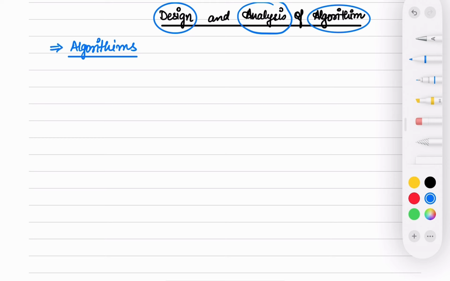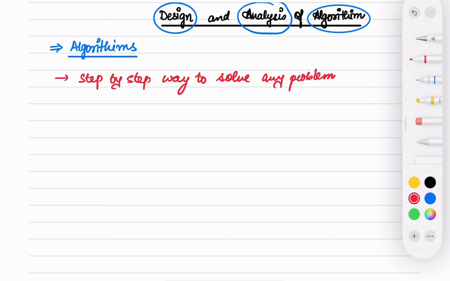You see a lot of complex coding programs, and then some people say this is nothing but some XYZ algorithm. You must have heard that a lot of algorithms exist. So an algorithm is nothing but, in layman terms, a step by step way to solve any problem. It's very basic.